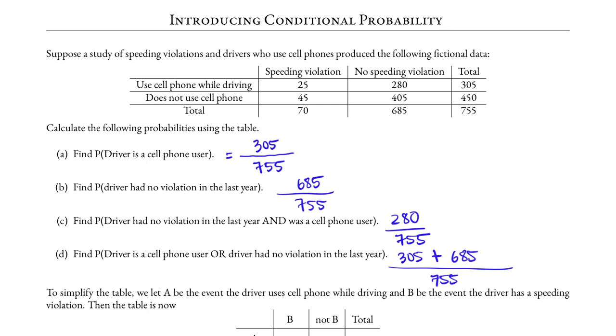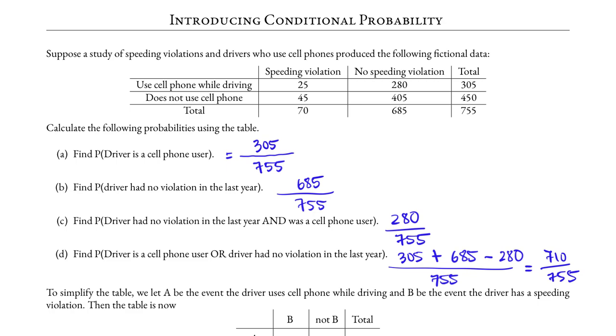685. But notice that when we use the number 305, which is from the row use cell phone while driving, and the number 685, no speeding violation, we counted 280 twice. 25 plus 280 to get 305, and 280 plus 405 to get 685. We use 280 twice, and so we need to subtract what we counted twice, 280. And the answer is 710 out of 755.